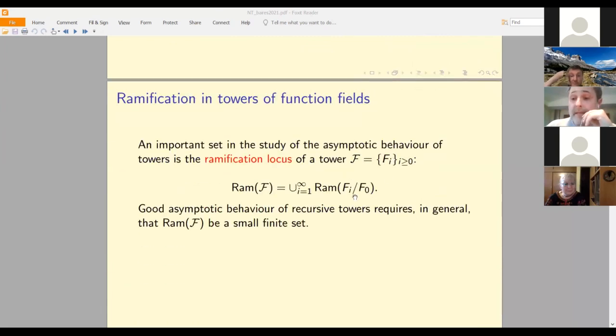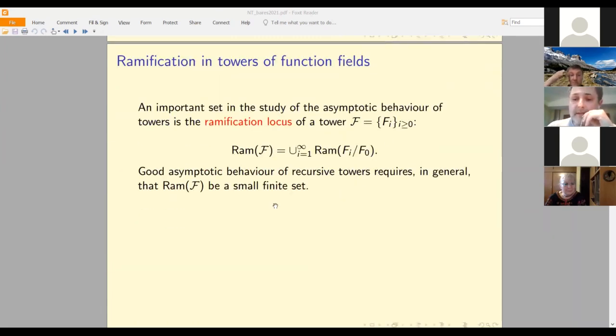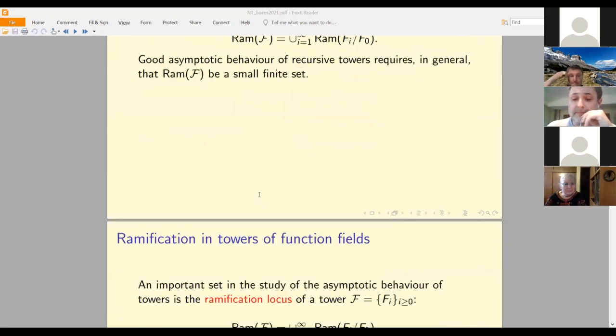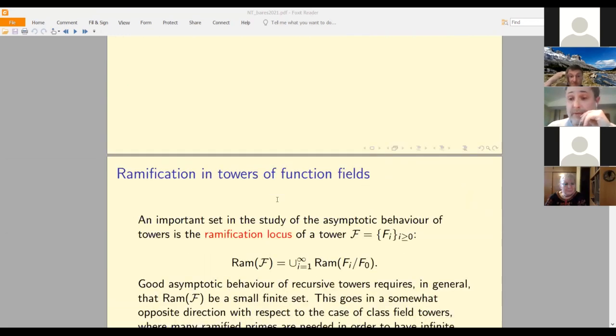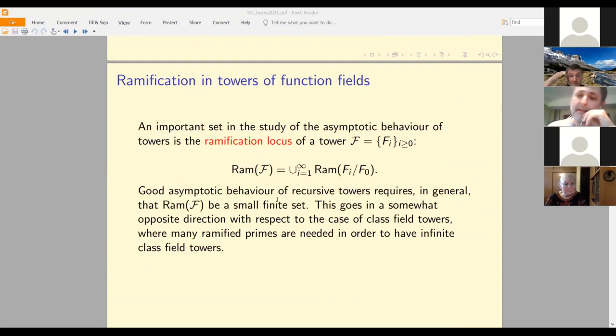And the good asymptotic behavior of the tower is related to the ramification set in this way. You want this set to be a finite set and a really small set in order to have good asymptotic behavior. This is like going in the opposite direction to what happened with the class field tower, because in the class field tower problem you need many places ramified, and here you need as small a quantity as possible to study the genus of the tower, because in the Hilbert class field tower problem, you don't know if the tower is infinite.